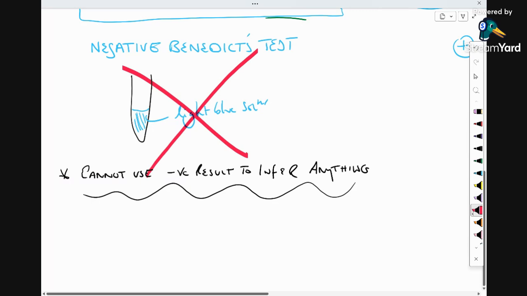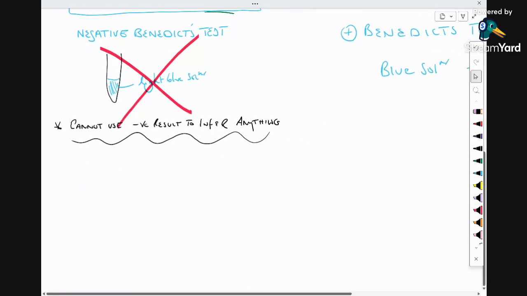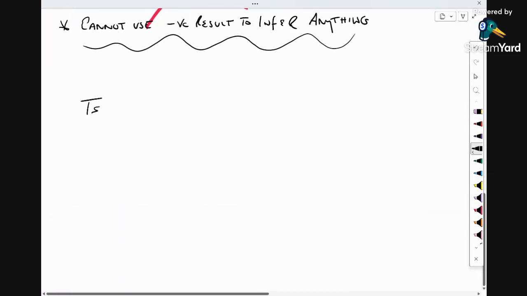Maybe the water bath was not warm enough. Maybe it was too hot. Maybe whoever made up the copper sulfate solution, the Benedict's reagent, didn't do it properly. Lots of reasons. Or maybe you've got contamination or whatever. You cannot simply say that because there was no color change, there must be a non-reducing sugar present. What we have to do is now do something else. So let's just do this as a separate thing. How do you test for a non-reducing sugar?